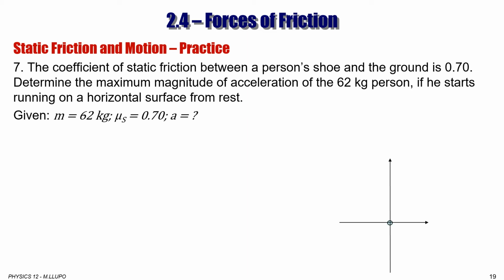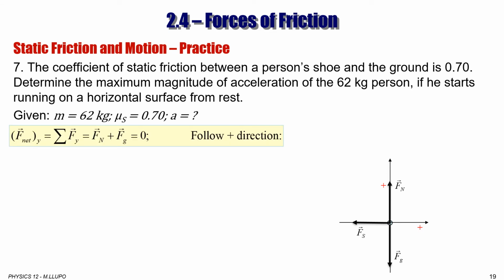Always we start with a free body diagram. Force of gravity and normal force, and then let's keep the motion on the right side, and static force of friction is on the left, and keep the positive up as a normal force, as a traditional one. Let's apply the first Newton's law on the y-axis. So Fn plus Fg is equal to 0, so Fnet is equal to 0. We follow the positive direction, Fn is positive and Fg is negative.